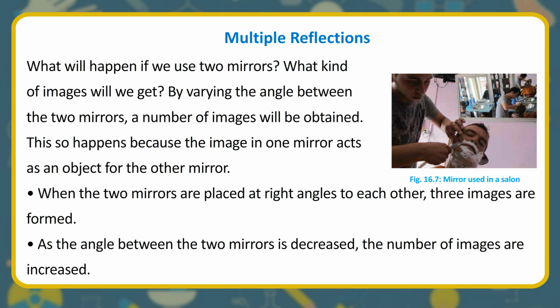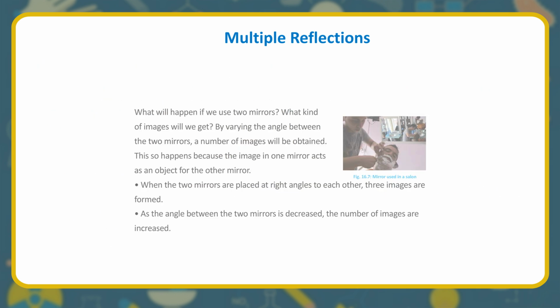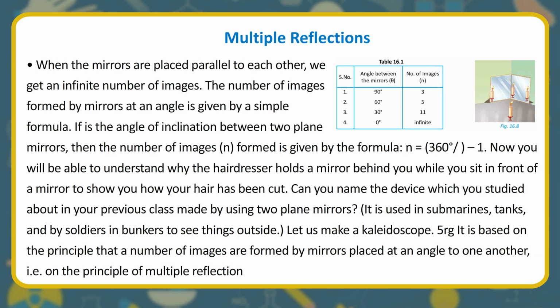Multiple reflections. What will happen if we use two mirrors? What kind of images will we get? By varying the angle between the two mirrors, a number of images will be obtained. This so happens because the image in one mirror acts as an object for the other mirror. When the two mirrors are placed at right angles to each other, three images are formed. As the angle between the two mirrors is decreased, the number of images increases. When the mirrors are placed parallel to each other, we get an infinite number of images.